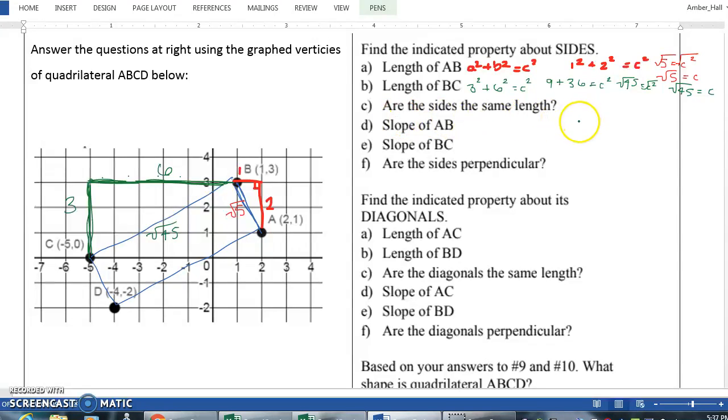Part C, are the sides the same length? No. They are not the same length. This is the square root of 5 and this is the square root of 45.